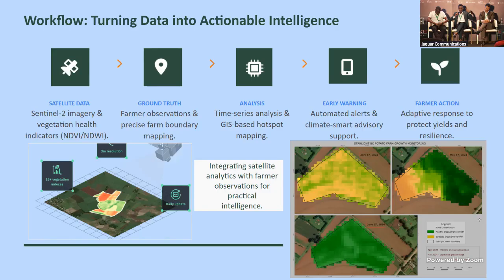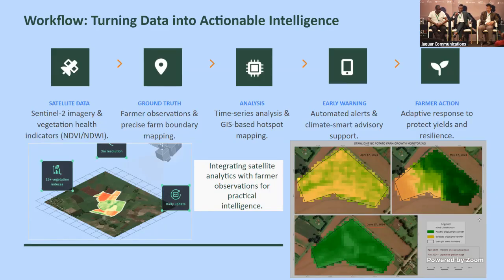And then a month and some weeks later, we did another monitoring using the same satellite technology, and you can see the whole farm is green. That means the crops are healthy. So in this analysis, you see we are monitoring every week, and that means the satellite really worked well.